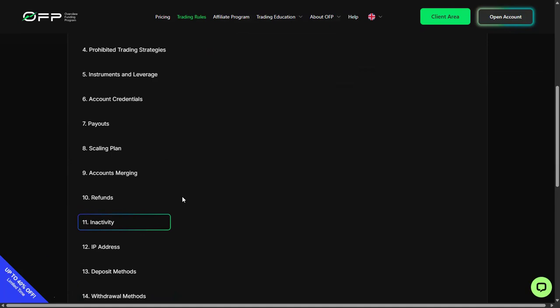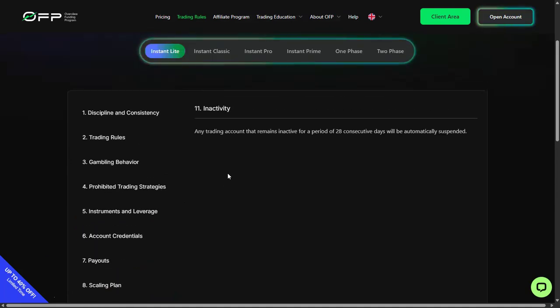Number one is what you have to know: when you get an account with them, you want to open a trade with the lowest lot size, even though you don't have a setup, just to avoid getting your account closed due to inactivity for 28 days. Just make sure your account does not stay inactive. At least do something about it.